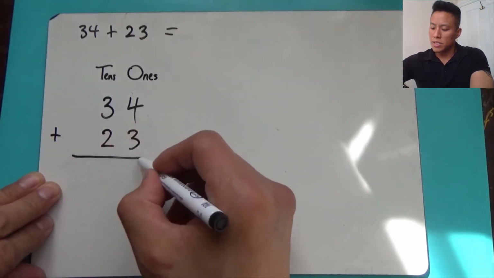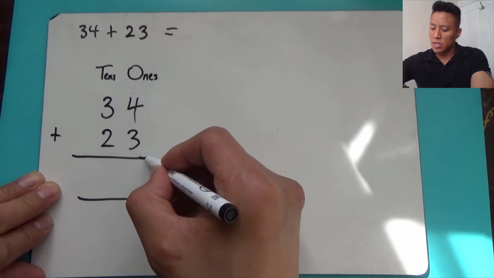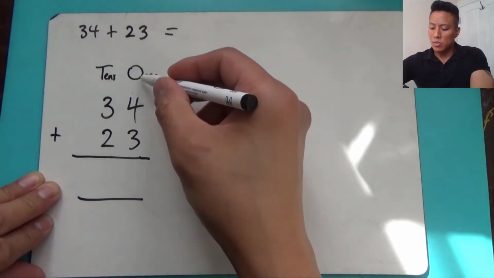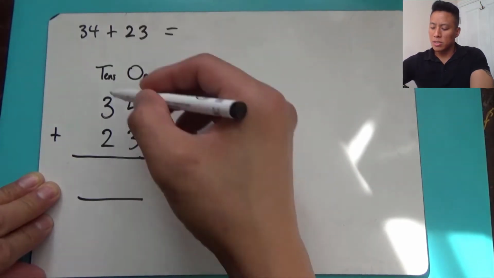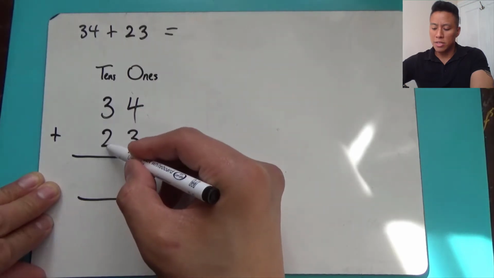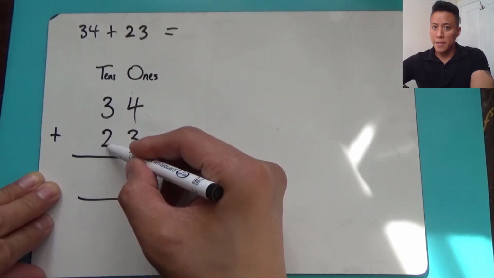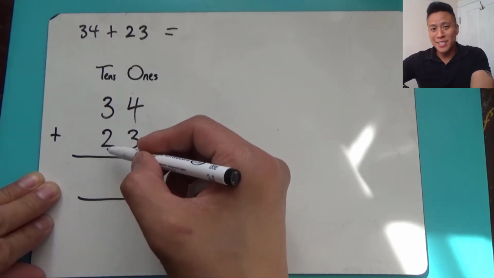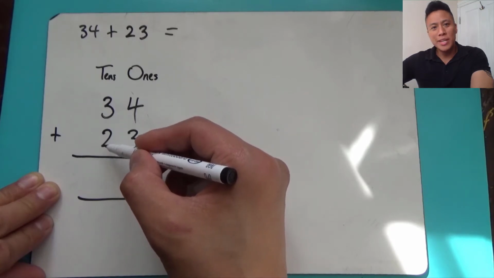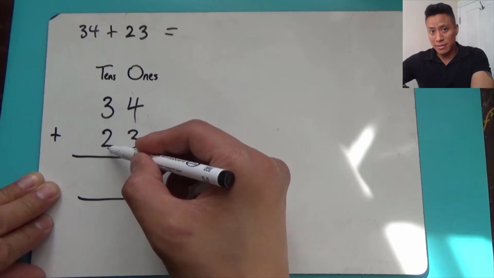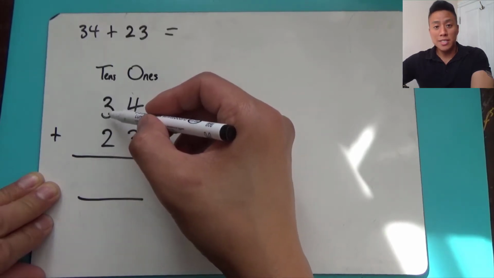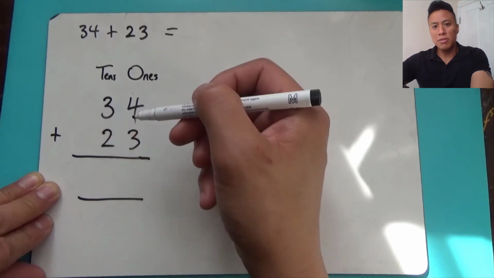This is how you would lay out a column method: all the ones, all the tens. This digit 2 doesn't represent 2. This digit 2 represents 2 tens, 20. This digit 3 represents 3 tens, 30.